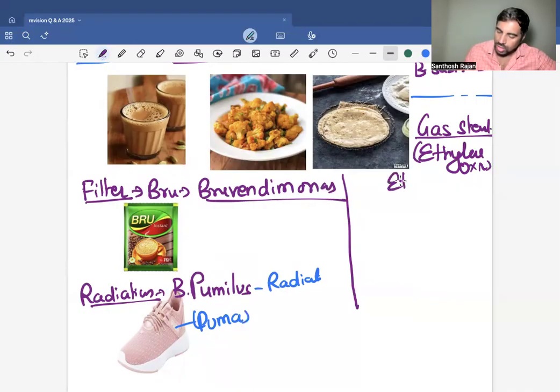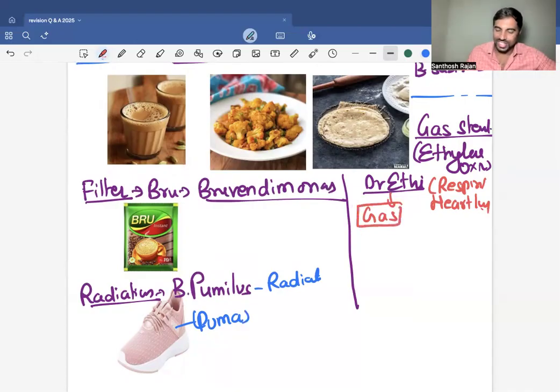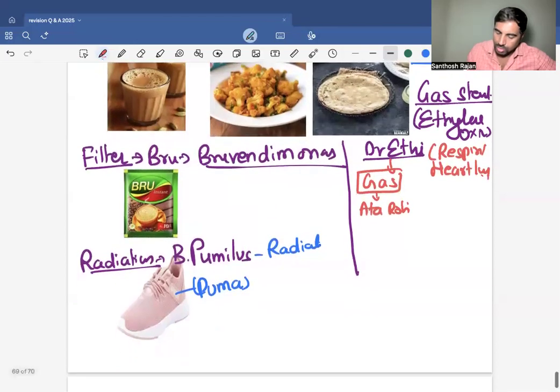I told my friend Dr. Eti, who's working in the ICU, because Eti is very important for what? Respirator and heart lung machine. Eti leaves gas. Why she leaves gas is also called gas sterilization, because Eti's favorite is first of all atta roti. Then she likes what? Cauliflower, gobi sabji. Not tea. She likes only these things, atta roti and gobi sabji.